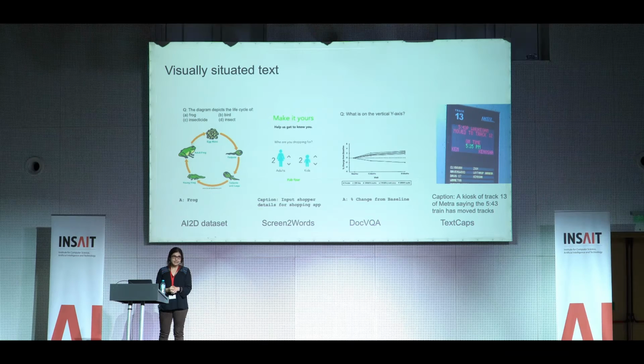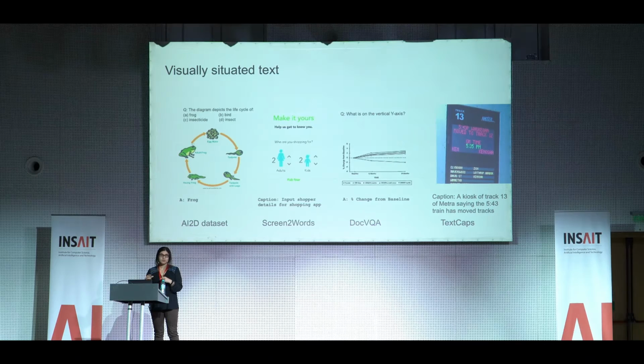There are many domains where we see visually situated text. Some examples are diagrams, and students on science exams would see something like that, asking what the diagram depicts. Another is app screens, for which we want to have a description of what the app does. And we can see both text and visual elements on it.